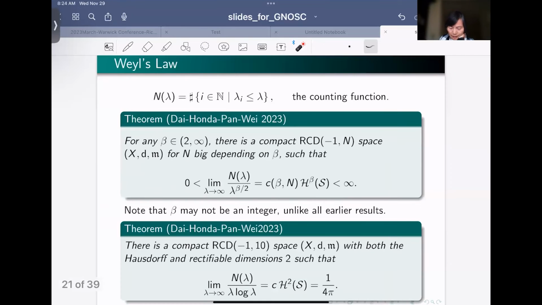Moreover, we can also have another example. We need to modify the example. This is a compact one, an RCD negative one, and instead of a power, it has a log of lambda. We basically see it as more like a fractal at first order. Again, this is captured by the singular set instead of the regular set in this case. All right, so this really gives new features for Ricci limit spaces. Okay, I think that's it. Any questions?